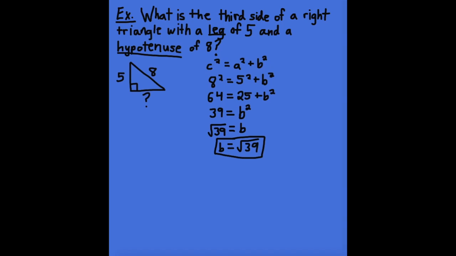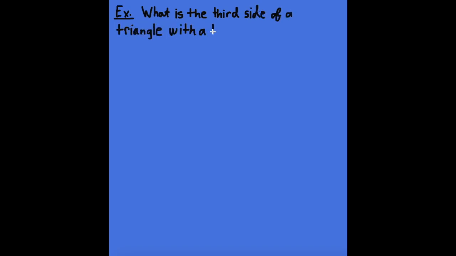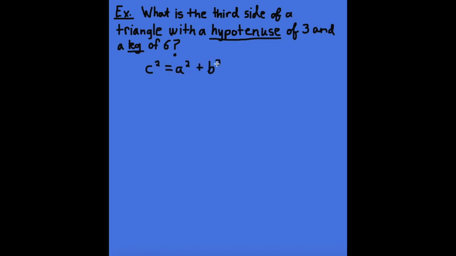Now let's try a more interesting problem. What is the third side of a triangle with the hypotenuse of 3 and the leg of 6? In this problem, we are given a leg and hypotenuse. In a right triangle, there are 2 legs and 1 hypotenuse. Since we are given a leg and the hypotenuse in this problem, we are solving for the other leg. And I'm not going to draw a picture for this one just yet for a particular reason I'm going to show.